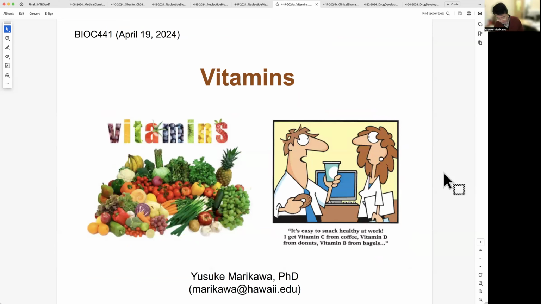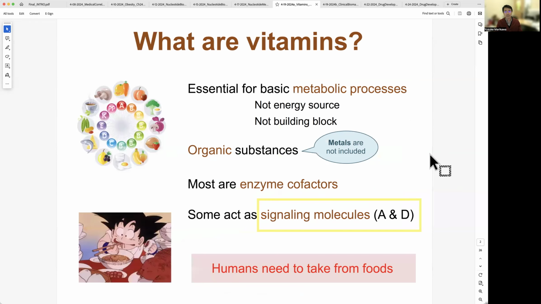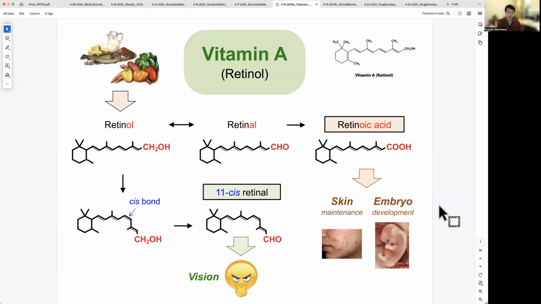Vitamins, this is long stuff as well, with lots of information, so pay attention. There are lots of things I emphasize. Among the basics about vitamins, there's one question about which vitamin is a signaling molecule. A and D are signaling molecules. I'll show you some slides later on. If you are asked which vitamins act as signaling molecules, you have to pick either A or D.